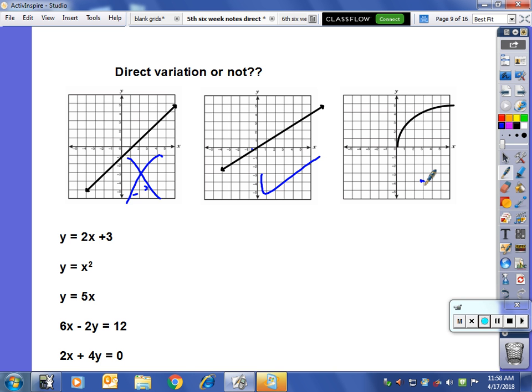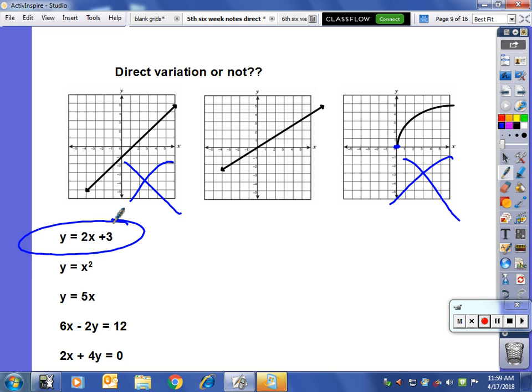Is this direct? No, why not? It's not linear. It is going through 0, 0. Going through just means it's there. Is 0, 0 on that graph? Yes. Is it linear? No. Is it direct variation then? No. Direct variation is linear.